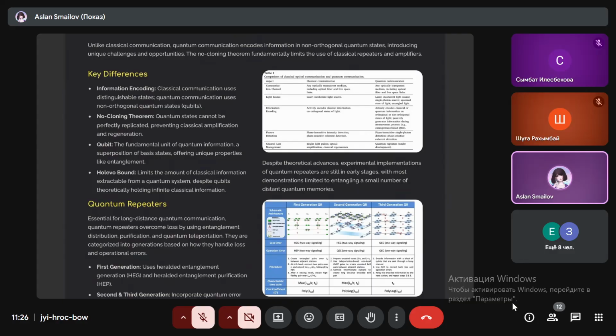Let me just remember what quantum repeaters are.